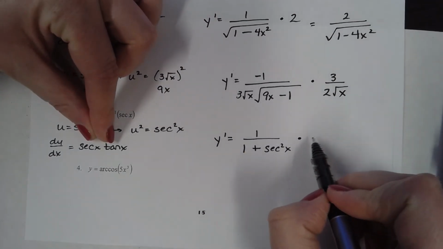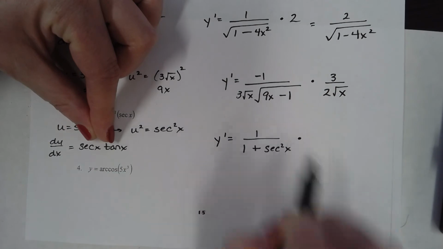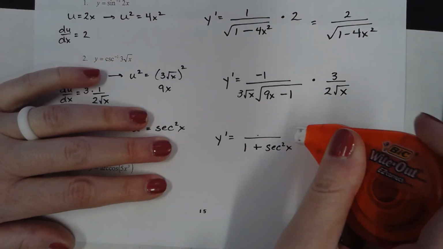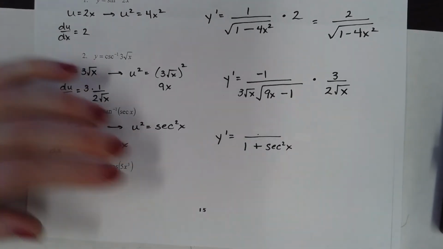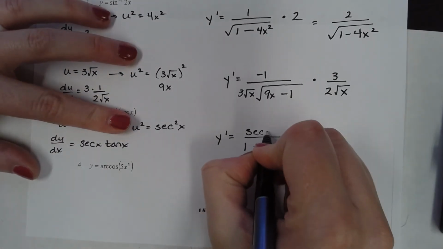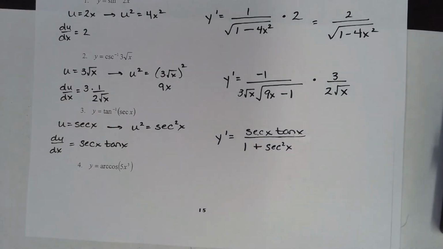Now remember, I could put times secant x tan x right over here on the side, or I can just put it right on top of my fraction. So if you look at this, what if I just take that away? If I'm multiplying by du dx, I can just stick that right on top. Secant x tan x. There you go. Okay.